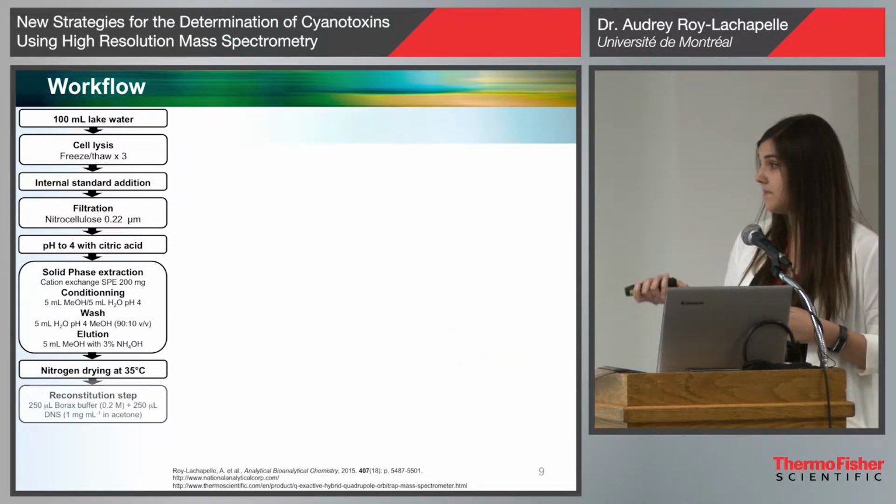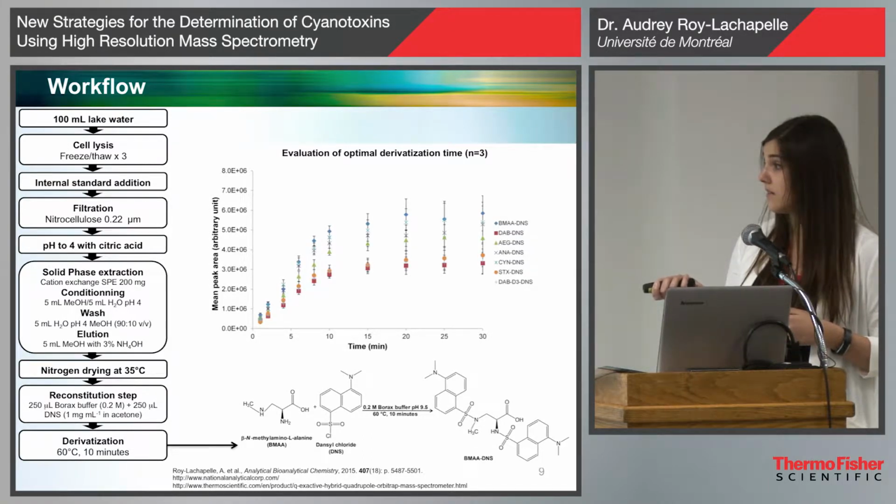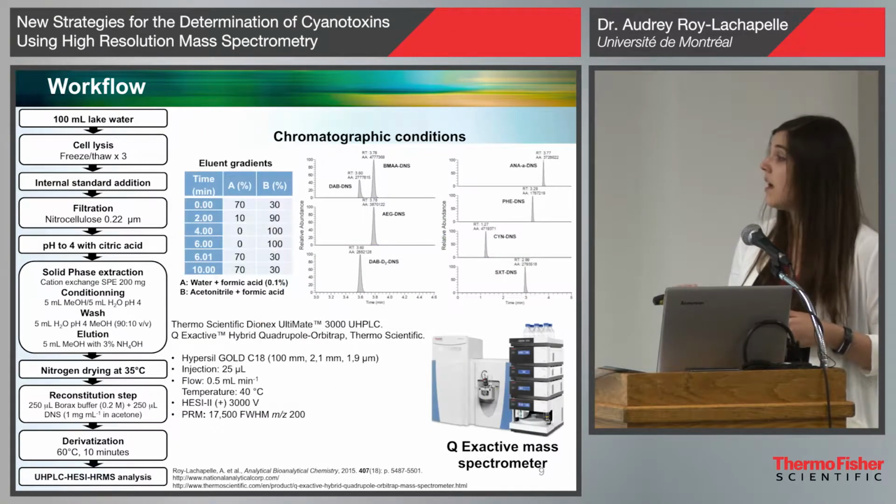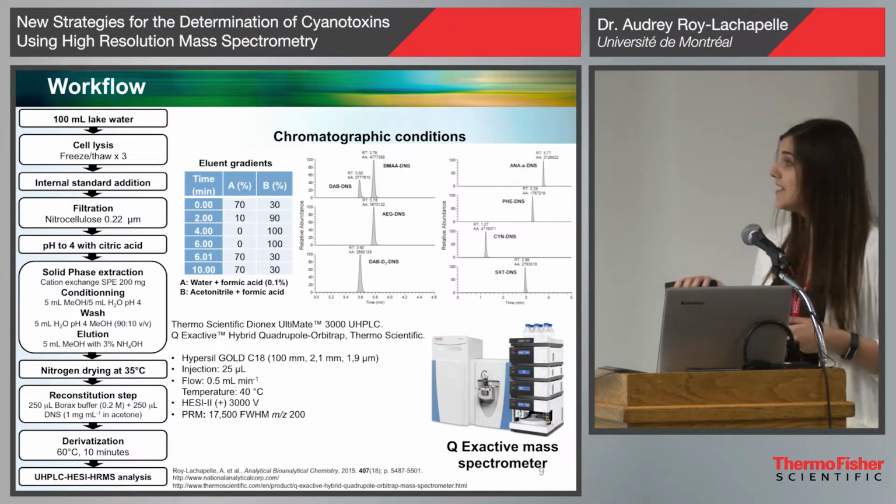Dry the sample, reconstitute it with the reagent solution for the dansyl chloride derivatization, which is really fast, 10 minutes at 60 degrees C. And here are the parameters for the analysis.